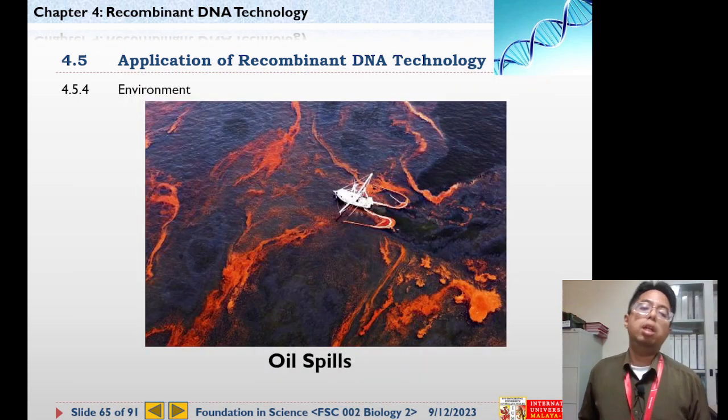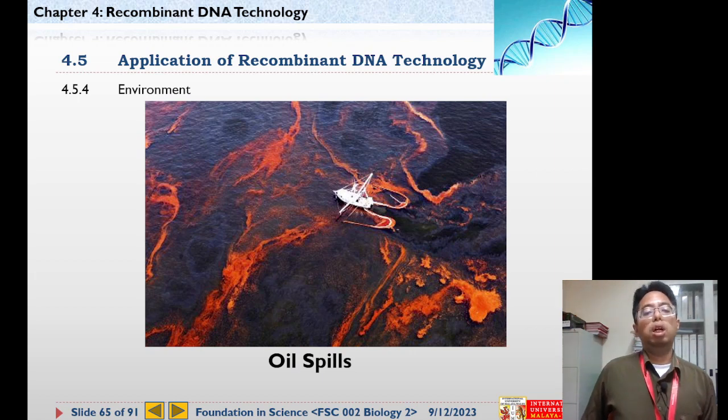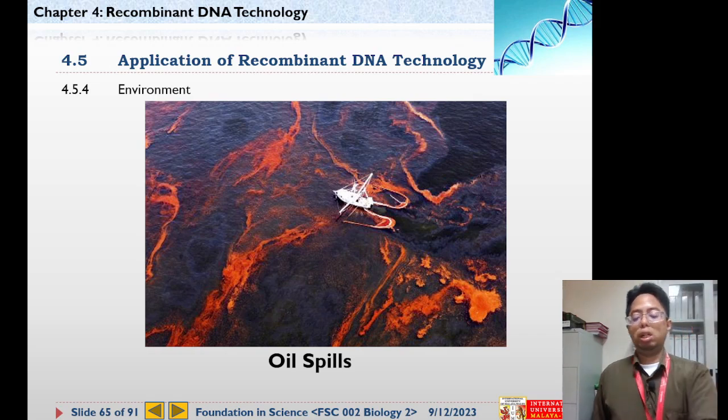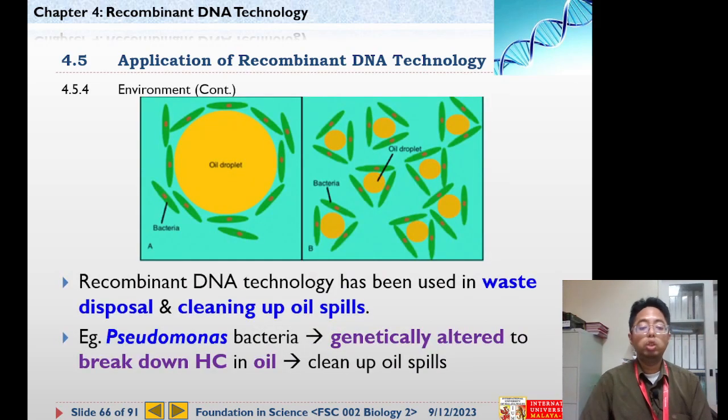Another usage would be in the environment, for oil spills. We put the gene for digesting hydrocarbon into the bacteria, and we just release the bacteria into the oil spill. The bacteria will eat the oil. For example, Pseudomonas are genetically altered to break down hydrocarbon in oil to clean up oil spills. So we call it bioremediation. We use biology to clean up pollution.